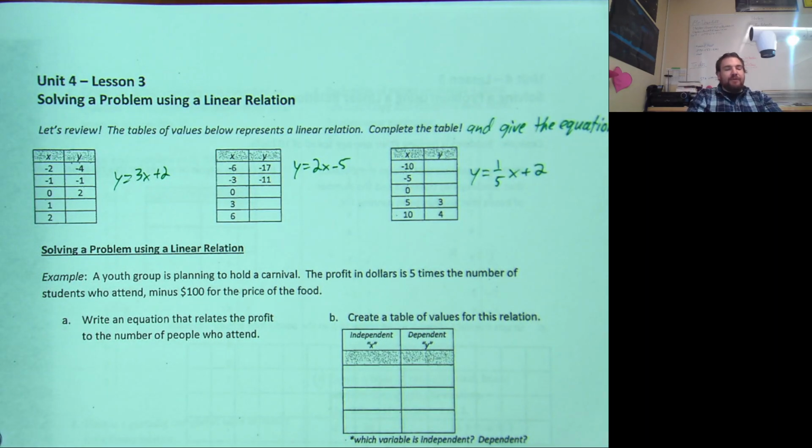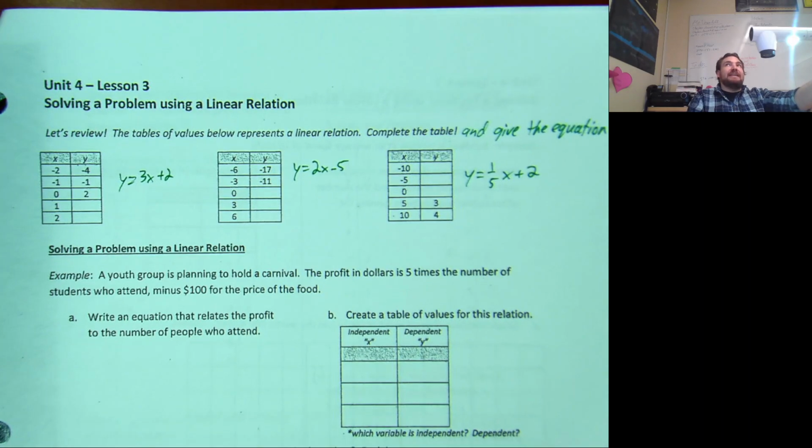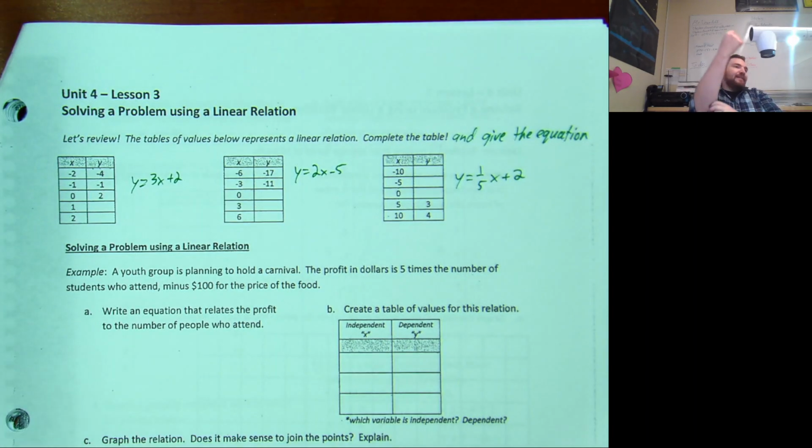Today, we're going to look at solving problems using a linear relation. So it's going to feel like the same kind of problems that we did in not the polynomials chapter, but the chapter before. So-and-so has this many dollars, and how many books can they buy, or how many rides can they go on? That kind of problem is what we're going to look at here with graphing.